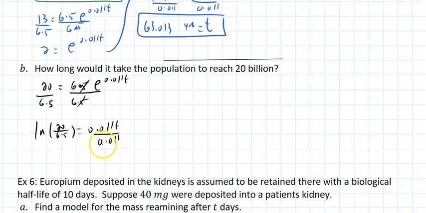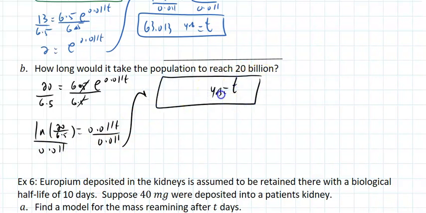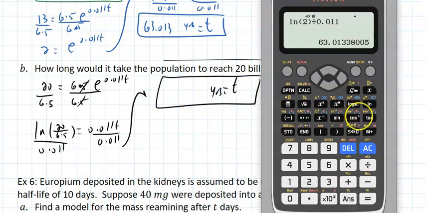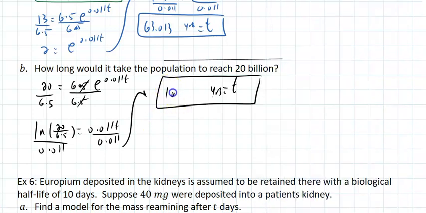Divide by 0.011. So again, hopefully this is becoming second nature because we do this non-stop. We will have 20 billion in natural log of 20 divided by 6.5 divided by 0.011, which is 102.2 years, roughly.